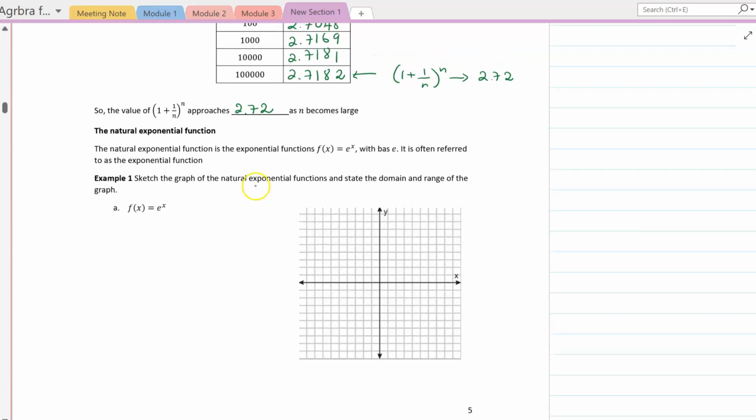So since we have the natural exponential function, like the regular exponential function f(x) = a^x, f(x) = e^x has the domain of negative infinity to infinity and the range from 0 to infinity. So let's take a look at the graph. First, we make the table of values, and we fill that in.